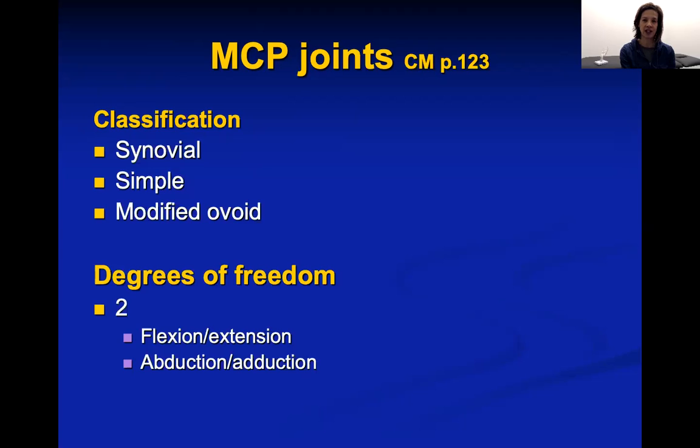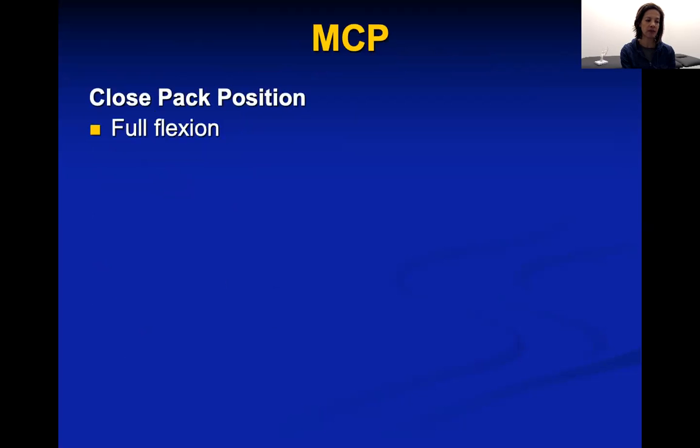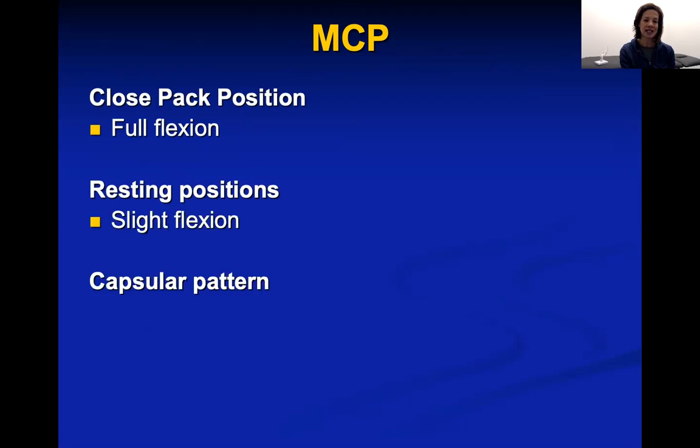CMC joints, the classification is synovial, simple, and a modified ovoid. So the degrees of freedom are flexion, extension, and abduction. Closed pack position is full flexion, like we said. Resting position is slight flexion. Capsular pattern is loss of flexion more than extension, and you'll see that theme throughout the hand because functionally we want to be able to close our hand.